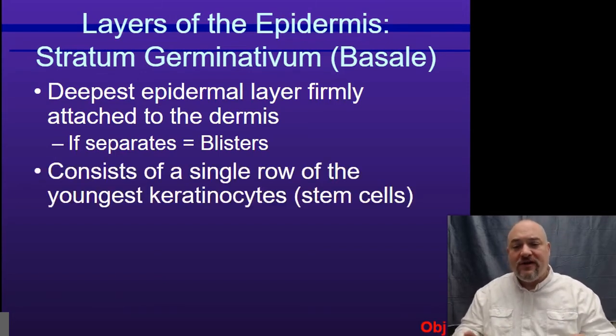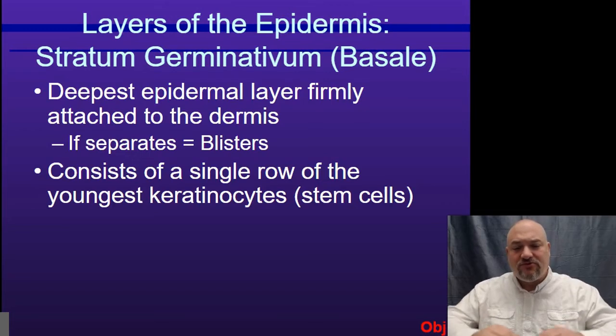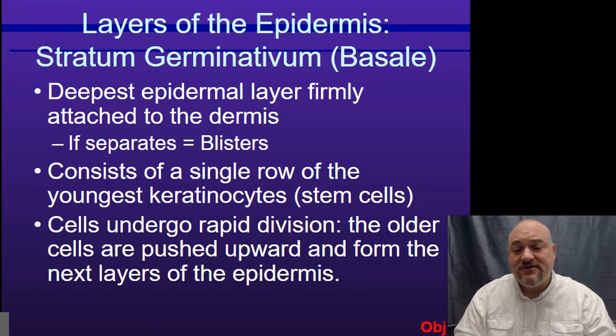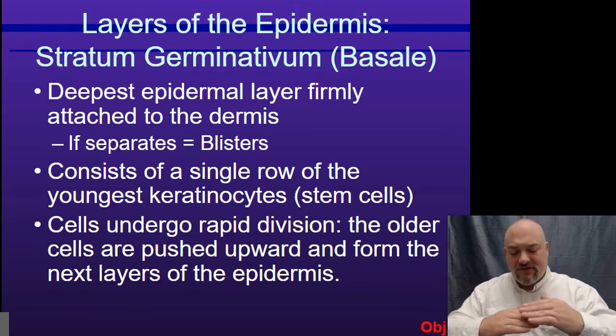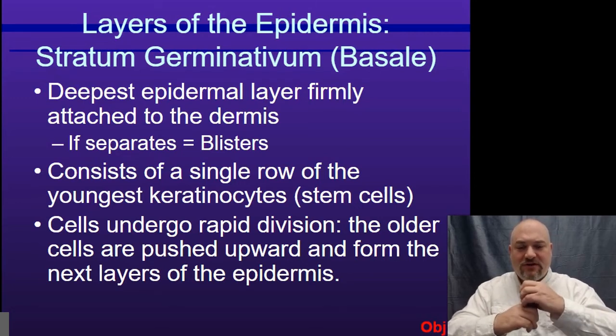The stratum germinativum is a single row of the youngest keratinocytes. They're basically stem cells. Well, they are stem cells. Okay, so a single row of those stem cells right at the bottom of the epidermis. And since they're stem cells, they undergo rapid division. And then the older cells are pushed upward. And so we see we're growing from the bottom up. So we add more cells on the bottom and they push the older ones up.